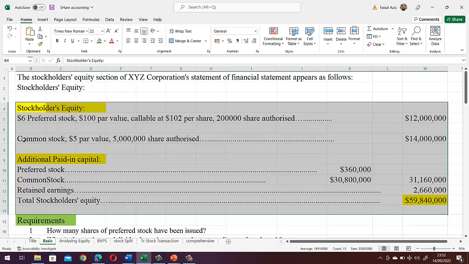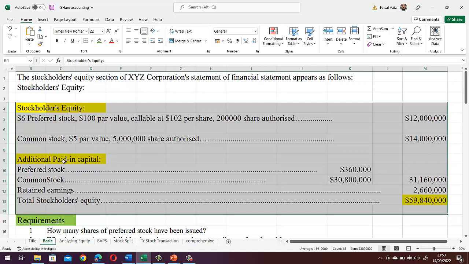Similarly, common stock or common share has a face value or par value of $5, and 5 million shares are authorized. Again, we do not know how many shares they have issued, but whatever they have issued, they have received $14 million cash.